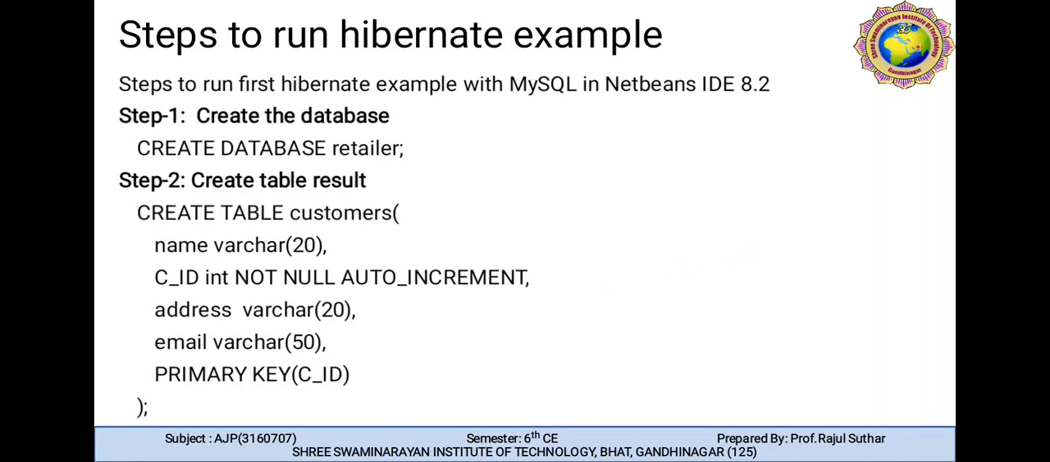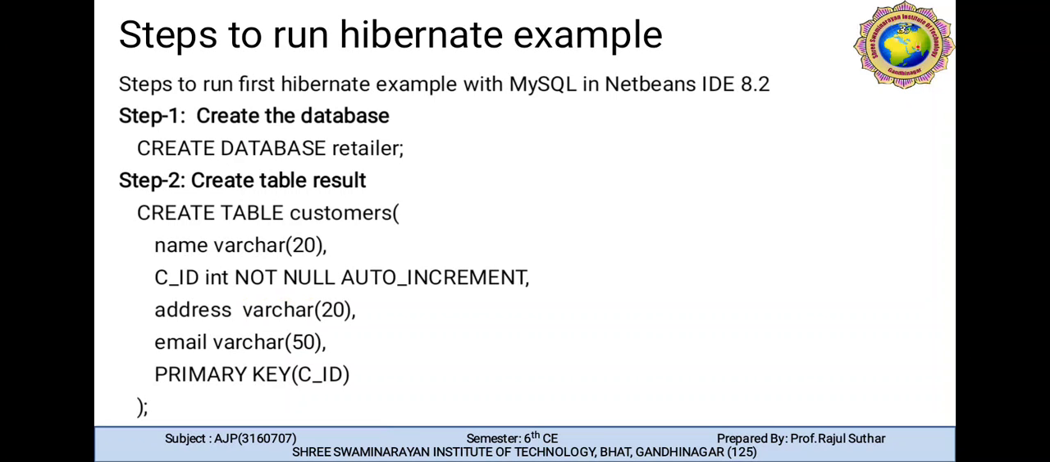Then second step, create a table. We have to create a table. So how can we create a table in SQL? Create table, table name. Here the table name is customer. The first value is name, of varchar data type, maximum 20. Then C_ID, an integer data type, not null, means you have to insert at least one record, and auto increment.